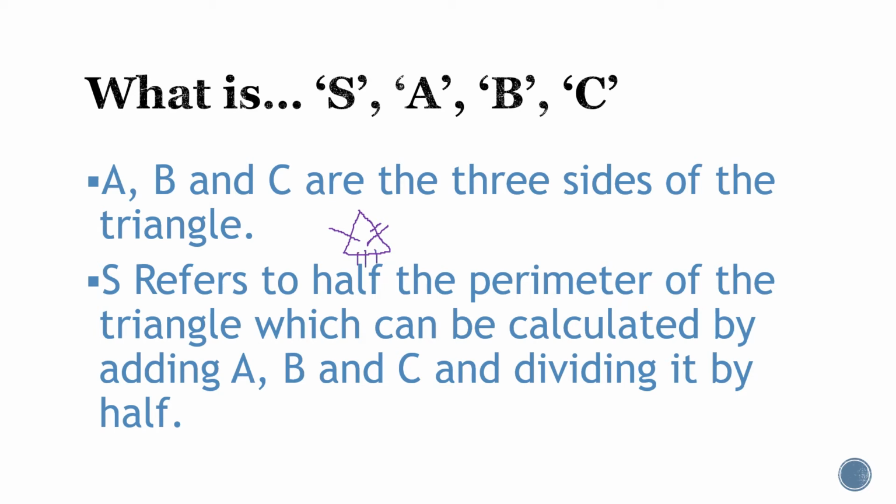Now, S refers to half of the perimeter of the triangle, which can be calculated by adding A, B and C and dividing it by 2. That is a very simple idea which can be used. So, S will be A plus B plus C whole upon 2, and you can calculate this.